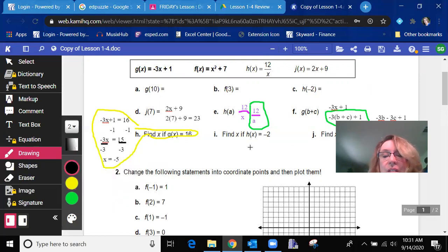Let's see. I'm going to try to just do 12 over x equals negative 2. Oh, not too bad.